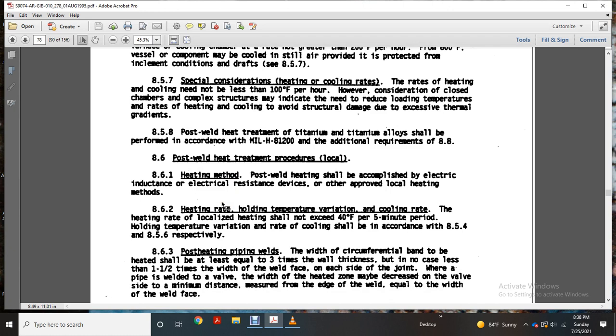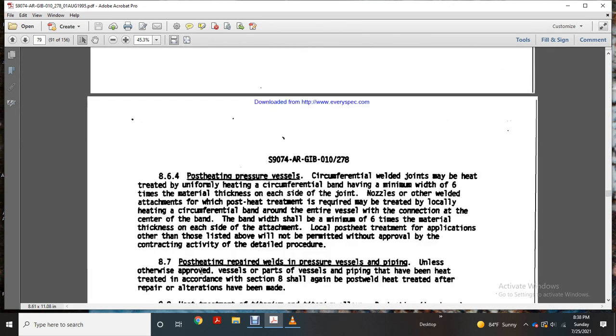863 post-weld heating of pipe weld. The width of the circumferential band to be heated shall be at least equal to 3 times the wall thickness, and in no case less than 1.5 times the width of the welded face on each side of the joint where the pipe weld is made. At the valve, the width of the heated zone may be decreased on the valve side. The minimum distance measured from the edge of the weld shall be equal to the width of the welded face.